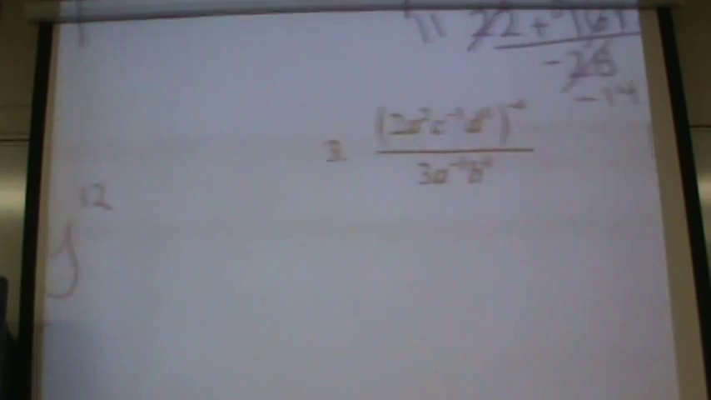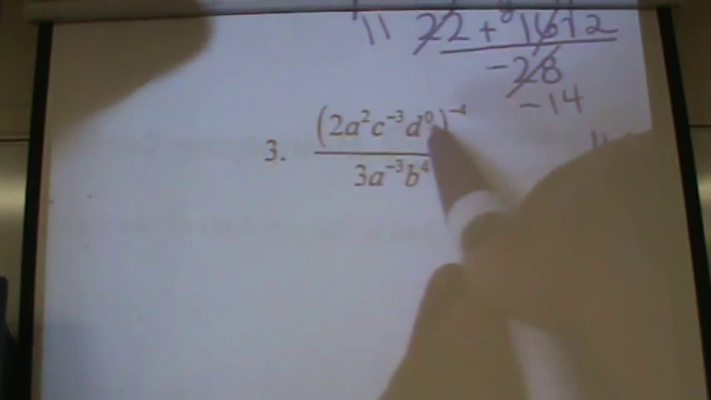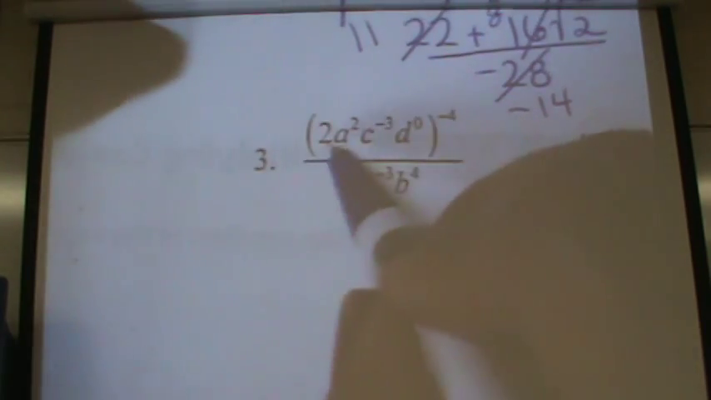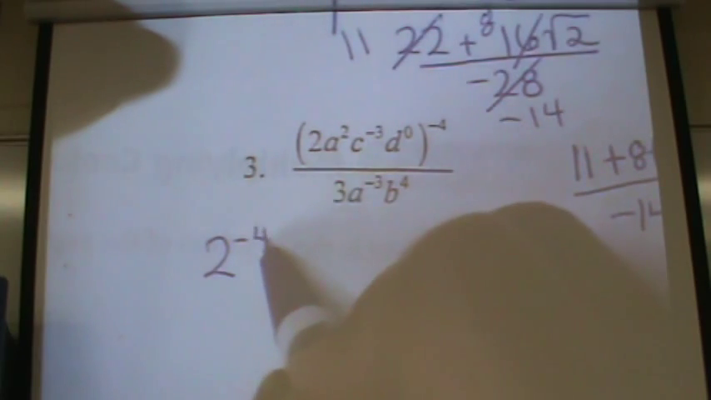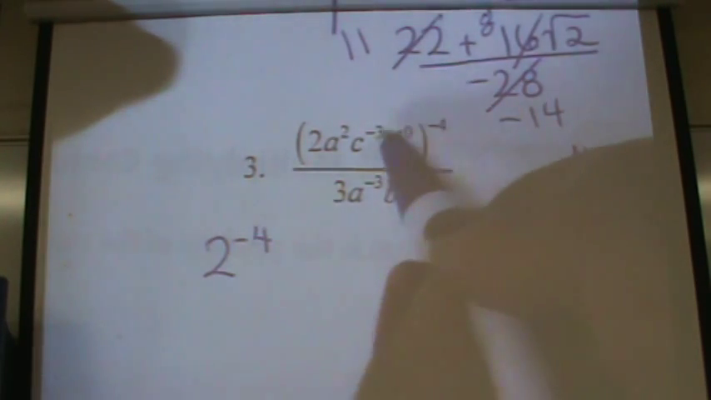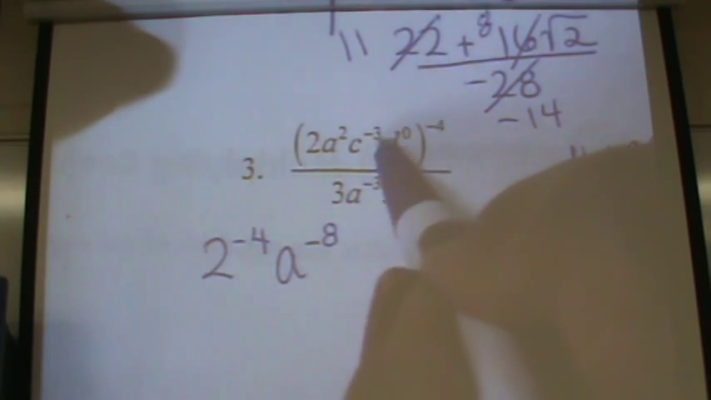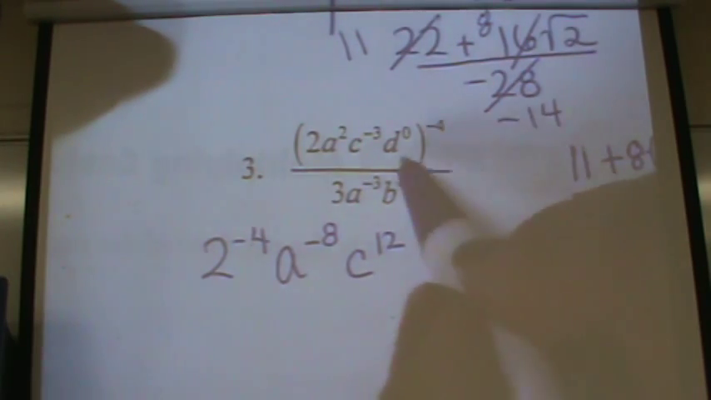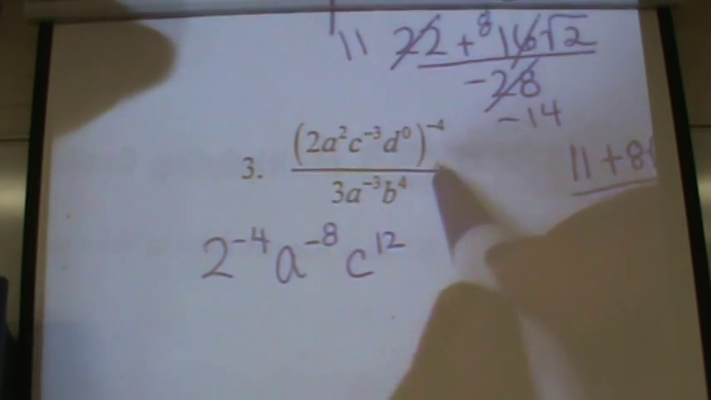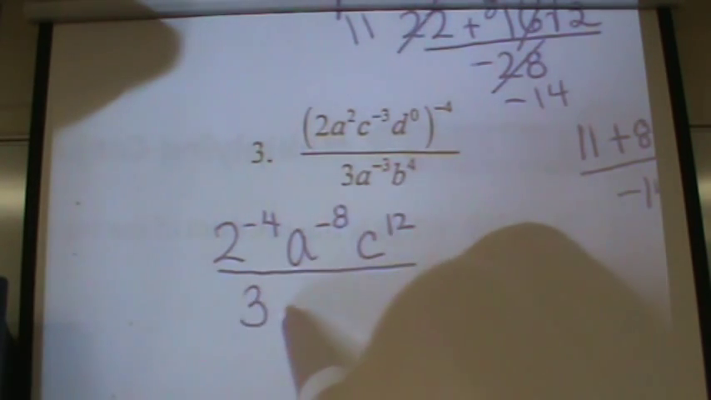Okay, number 3. You have to distribute this -4 to all 3 of these. So it's 2 to the -4th power. What is -4 times 2? -8. C to the 12th. And what's 0 times anything? 0. So any letter to a 0 power is 1. Put those all on the bottom. Nope, not all of them.